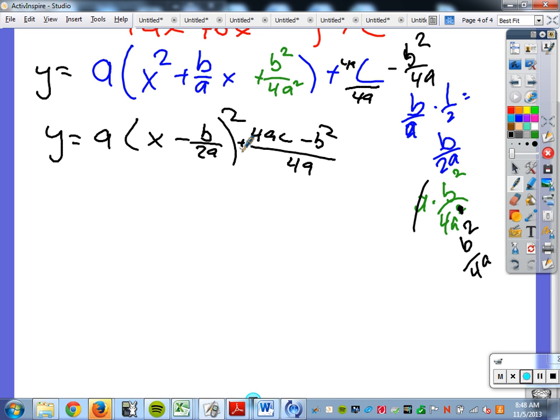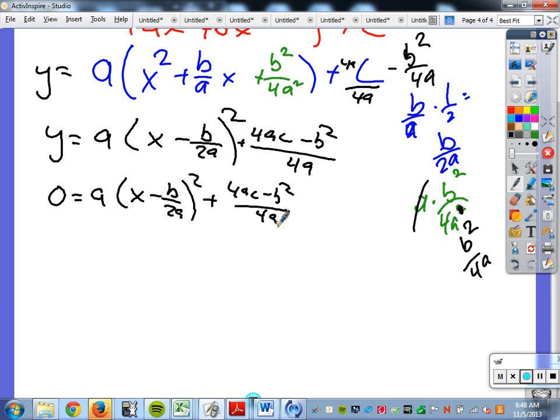Okay. Well, that's it. But then they ask you to solve for x. So I need to solve for x. That means they're looking for their zeros. That's when y is 0. Stick with me, guys. So I put 0 in. I get a times (x minus b over 2a) quantity squared plus (4ac minus b squared) all over 4a.